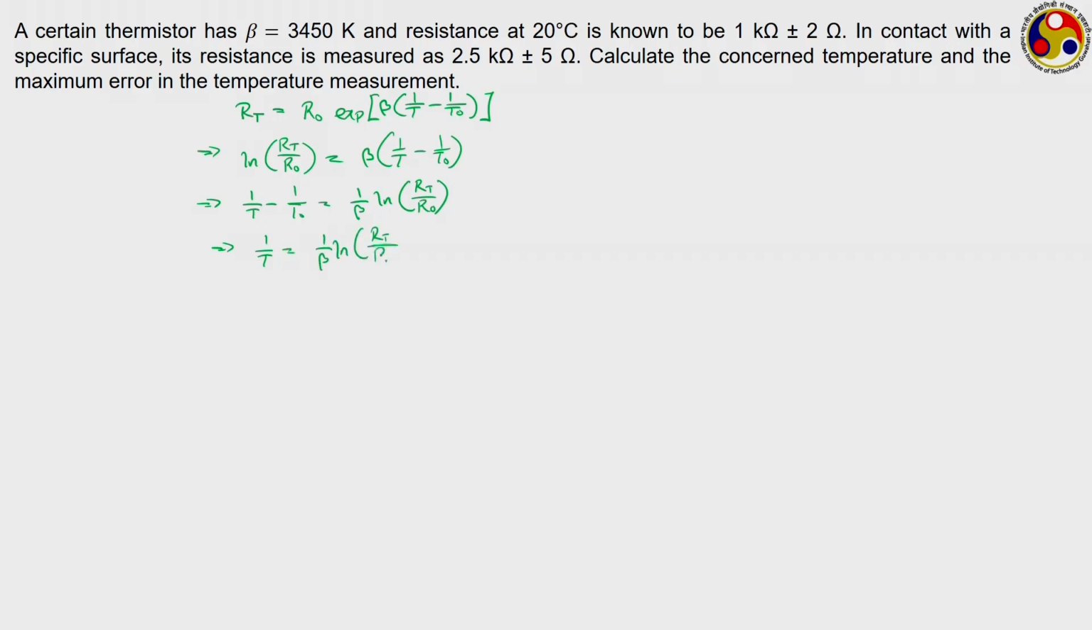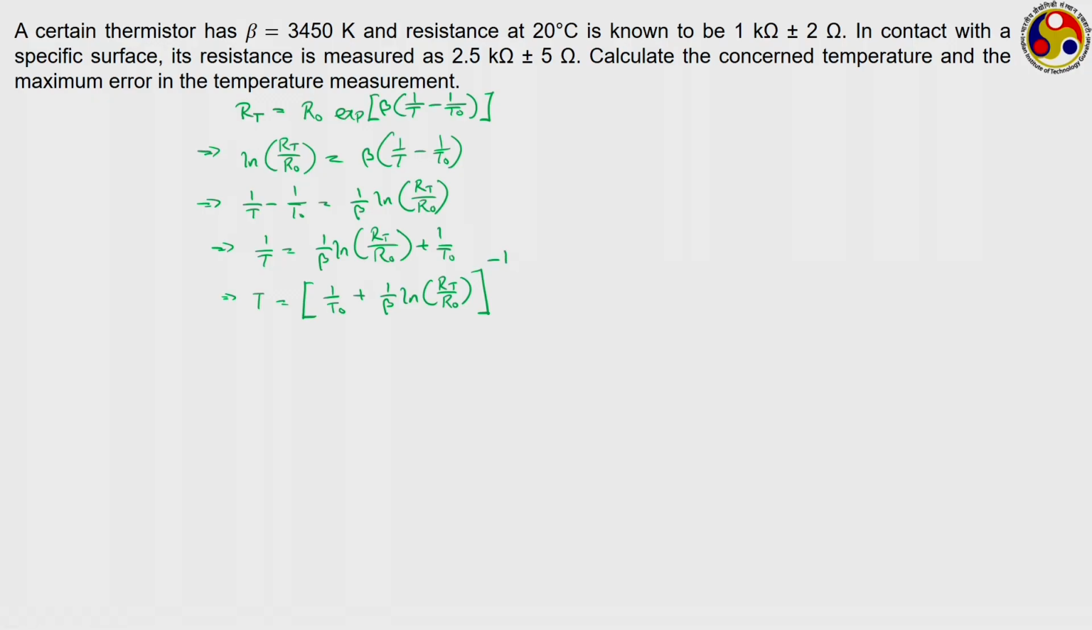I guess we derived this thing in the last class, but I do not have it with me. So, I am just getting a direct relation in terms of temperature, or T is equal to 1 upon T naught plus 1 upon beta into ln RT upon R naught, whole to the power minus 1.